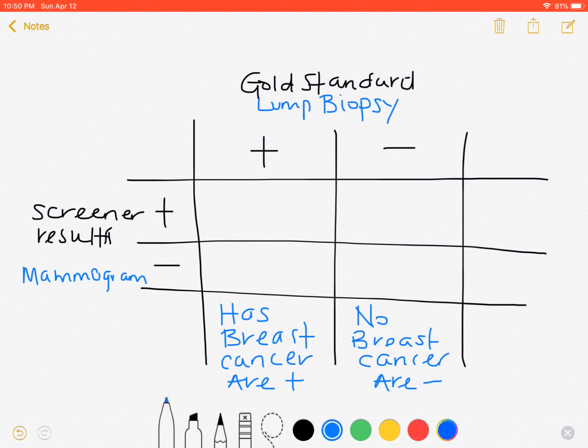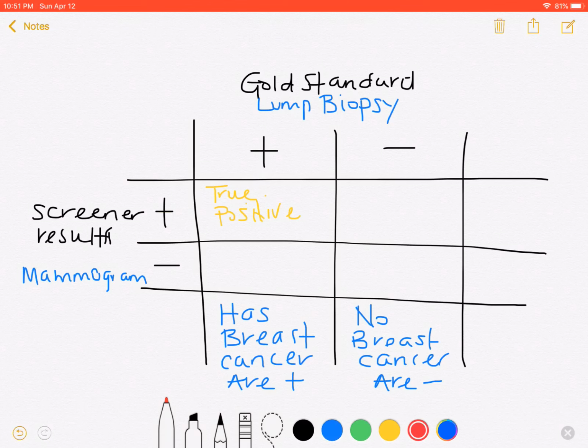How does this work? So if you look at it, if you start here, they screened positive according to the mammogram. The mammogram says, hey, you have a lump. And then we go do our lump biopsy, and the lump biopsy comes back positive. It says, yes, that lump is cancer. You are now a true positive for breast cancer. Your mammogram said you likely had breast cancer. Your lumpectomy said you had breast cancer. You are a true positive. So your screener results matched your gold standard test for breast cancer.